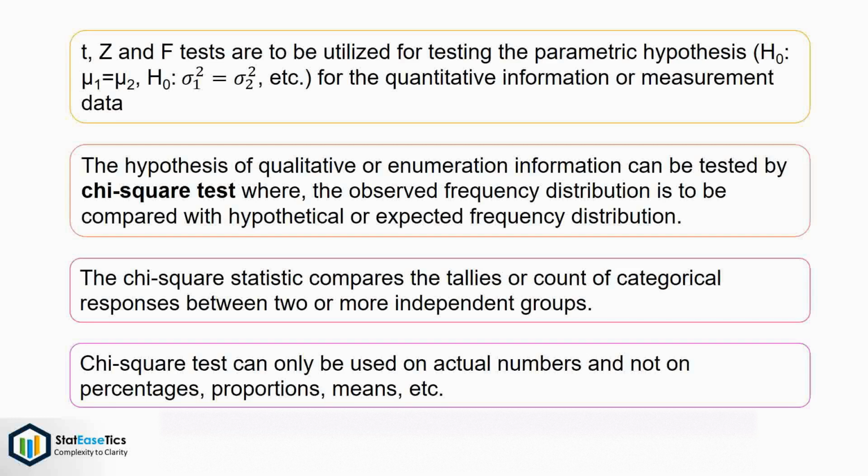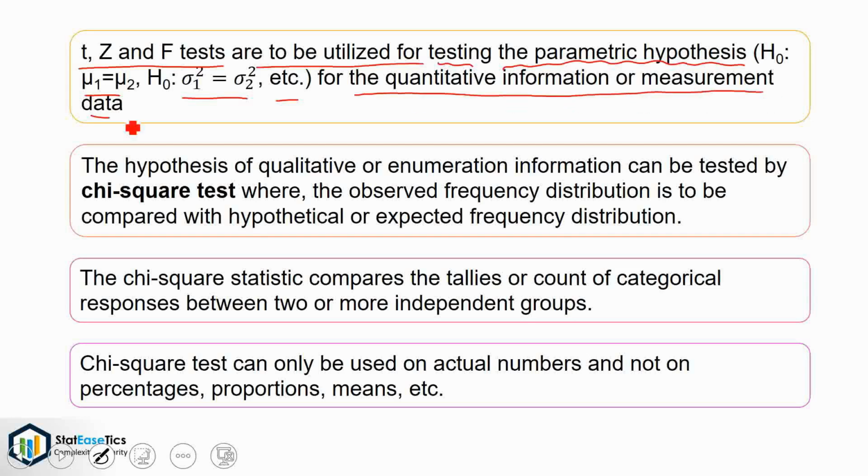Let's begin with a brief introduction. T, Z and F tests are to be utilized for testing the parametric hypothesis like H0: mu1 is equal to mu2 or H0: sigma1 square is equal to sigma2 square, etc. for the quantitative information or measurement data.